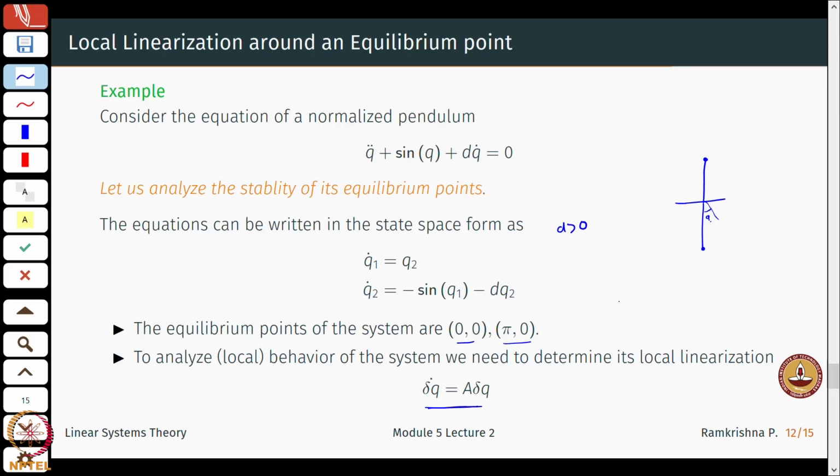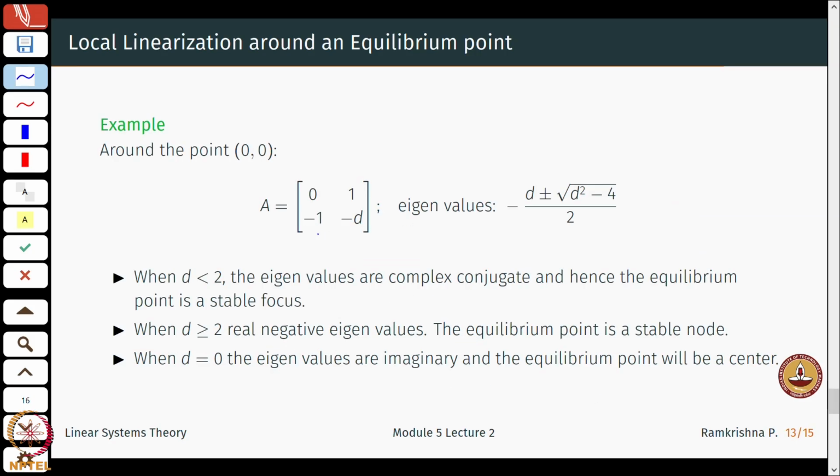Okay. So, at (0, 0), I get my A matrix to be something like this, and its corresponding eigenvalues can be computed to be like this. So, when d is less than 2, the eigenvalues are complex conjugate, and hence the equilibrium is a stable focus. Okay.